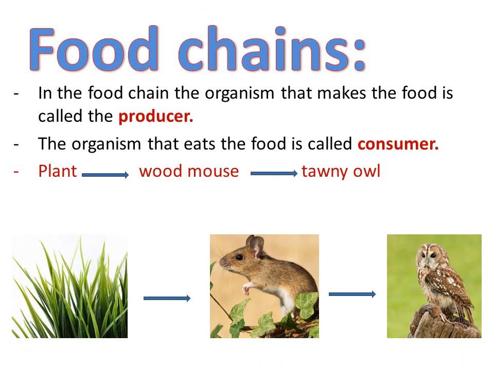Now we are grade 7. Let's speak about food chains. And you know food chain. In the food chain, the organism that makes the food is called the producer. And you usually find the producer is the plant because it is the only living thing that can make its own food, right? And the organism that eats the food is called the consumer. The one that eats the food is called what? The consumer.